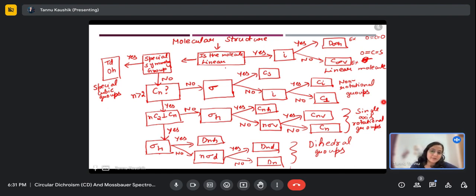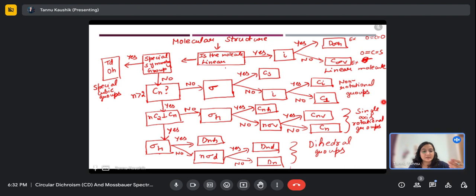And if it doesn't belong to special symmetry groups, then it means it belongs to lower symmetry groups, which are CS, where we have only a sigma plane in the molecule, Ci, where we have only an inversion center, or we won't have any rotational axis, any plane or inversion center in the molecule, then it will belong to C1 point group.